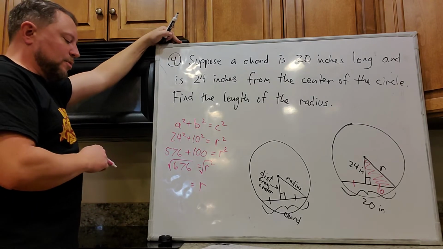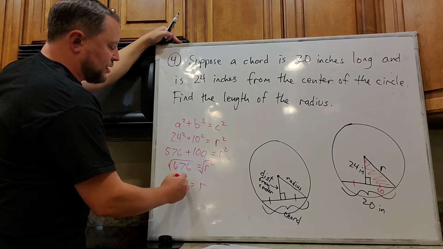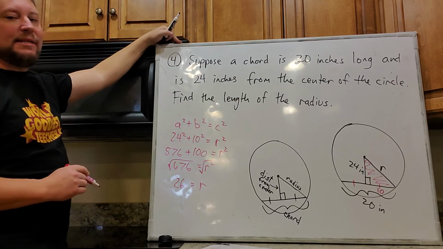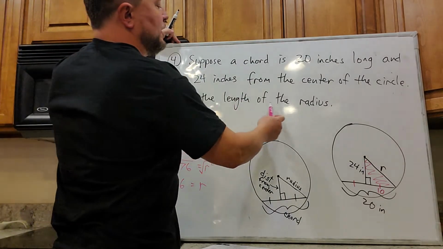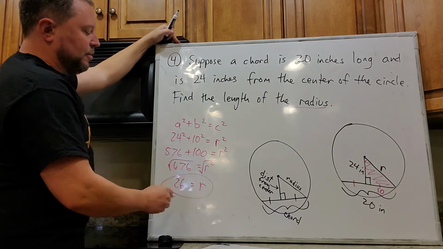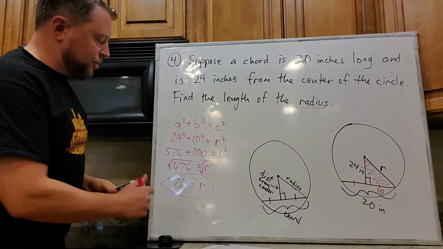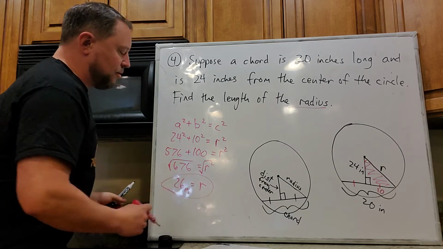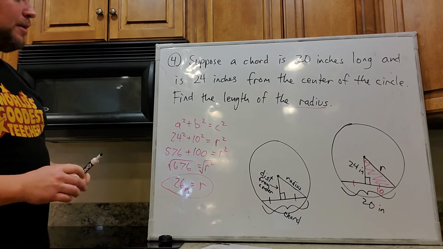Okay, and the square root of 676, you're going to find comes out to 26. Okay, and in the end, remember, we were trying to find the length of the radius, and that's what we did right here. So that is our final answer on this one. 26 inches, you might say, is the length of the radius. Okay?